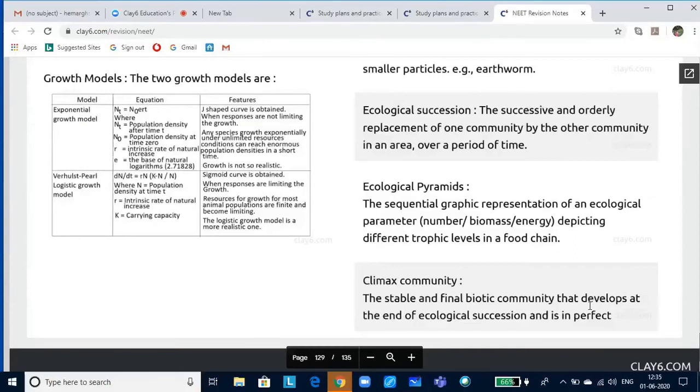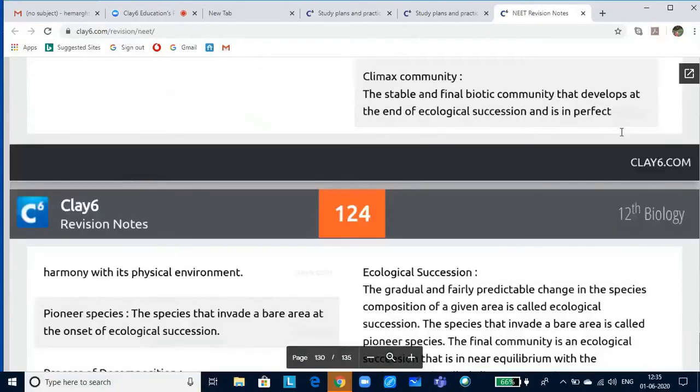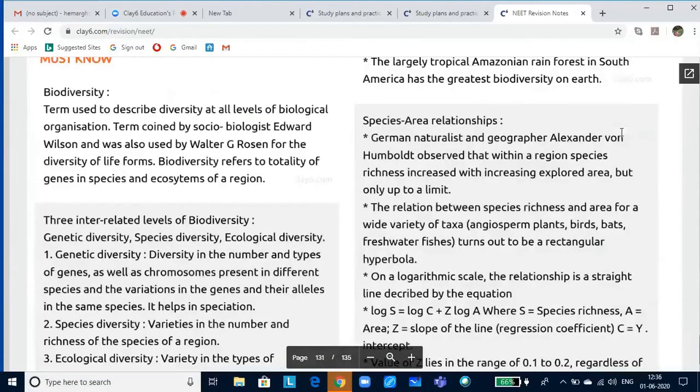Now, there are two kinds of successions you have to know. One is the primary succession, the second is secondary succession. Primary succession takes place where no life existed before.